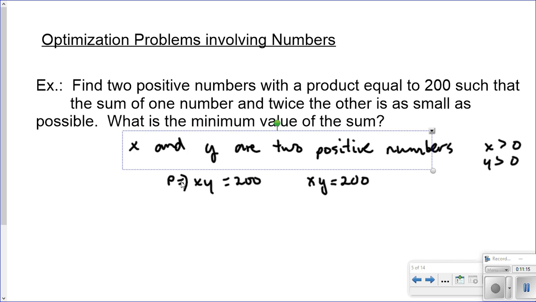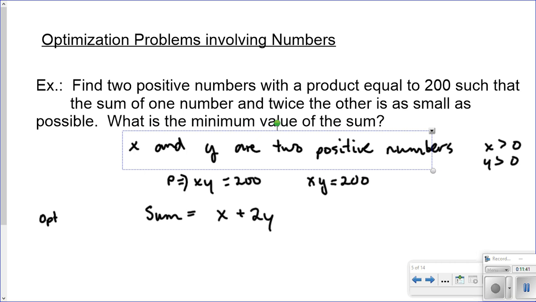Okay, such that the sum of one number is twice the other, and twice the other is as small as possible. Okay, so my sum function is one number and twice the other number, and that's as small as possible. Oh, okay. So this to me looks like my optimal equation because it says as small as possible. That's the one I want to optimize.